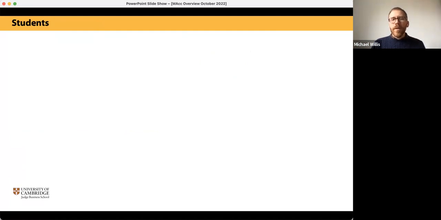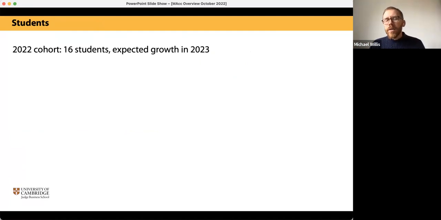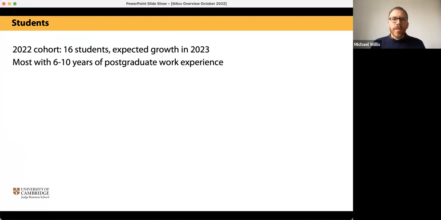students. Speaking of students, in our 2022 cohort that we just enrolled, we had 16 students. We expect to grow the cohort in 2023. We'll likely have between 25 and 30 students, but we have capacity to take more. And the students typically have between 6 to 10 years of postgraduate work experience.